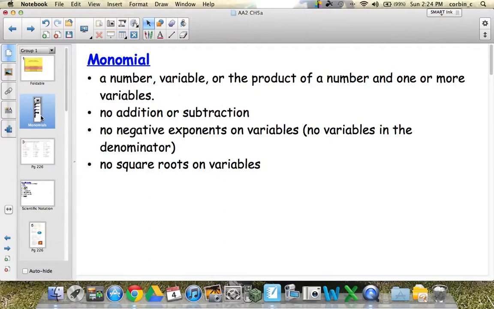Now that we are in the first section, we are going to talk about a monomial. A monomial is a number, a variable, or the product of a number and one or more variables. Monomials cannot have addition or subtraction. They cannot have negative exponents on variables, which also means the variables cannot be in the denominator of a fraction. And you cannot have a square root on a variable. Again, please feel free to pause this so that you can write down all of this information.